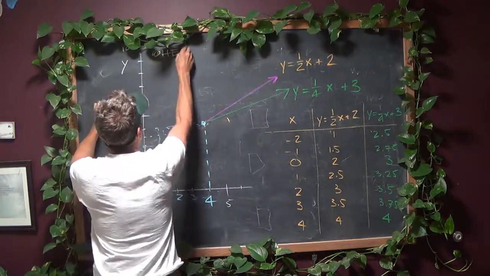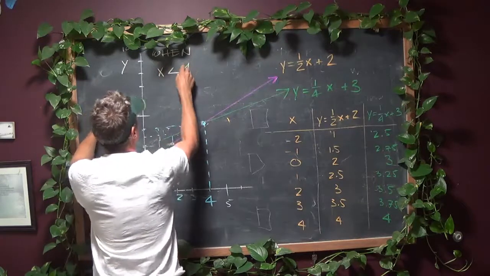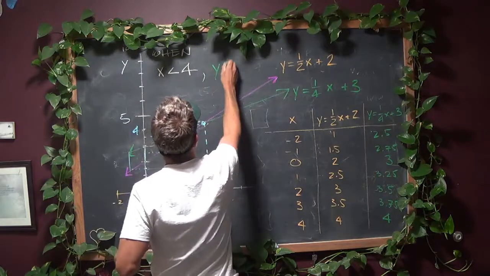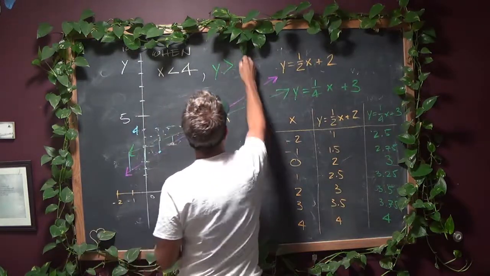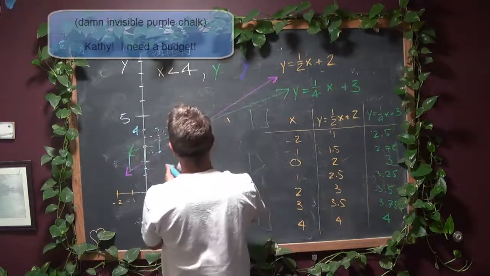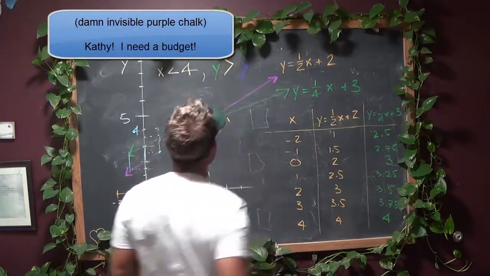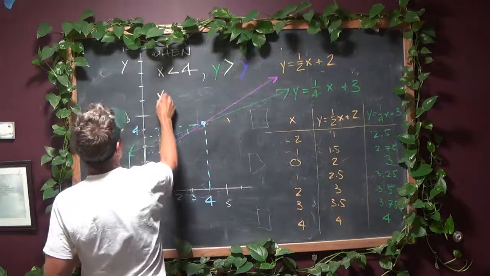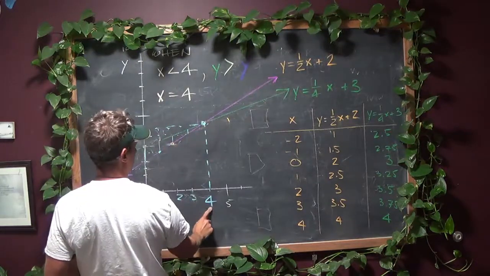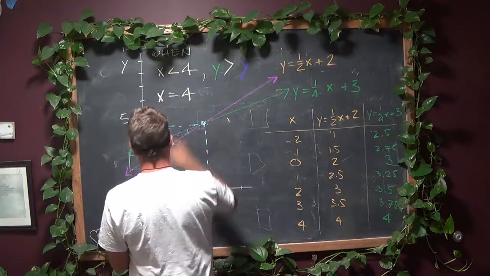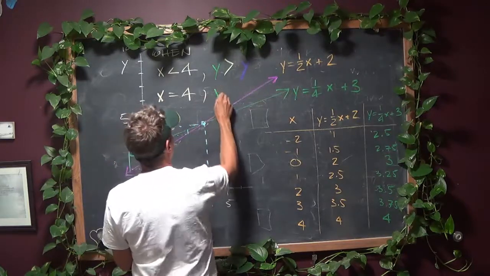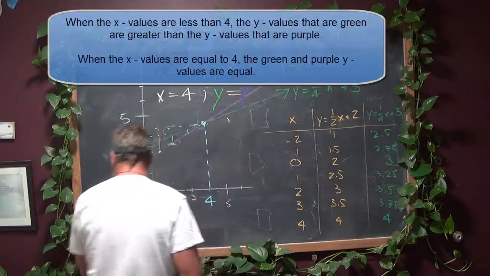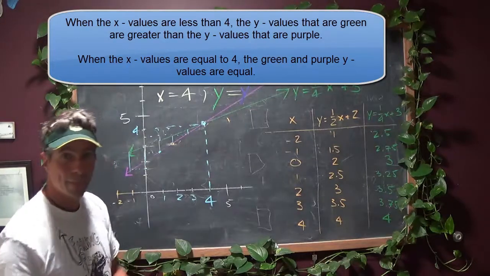When x is less than 4, the green y's are bigger than the purple y's. Let's make that a nice neutral greater than sign. That way it doesn't pick a side. When x is equal to 4, what's true about the y's? They're equal. That was the first thing we actually settled on.